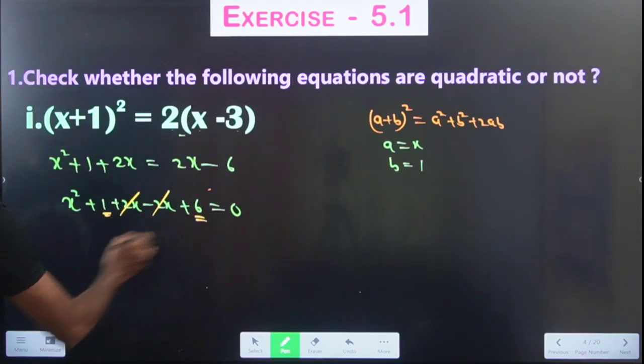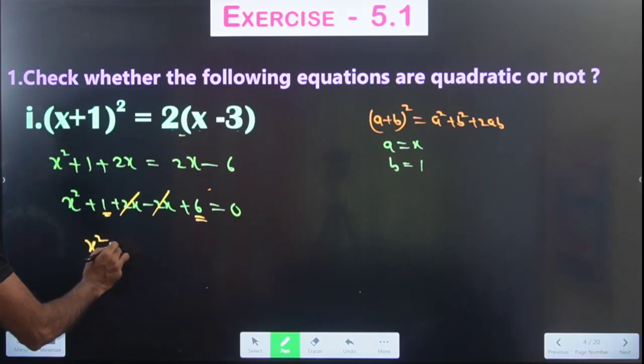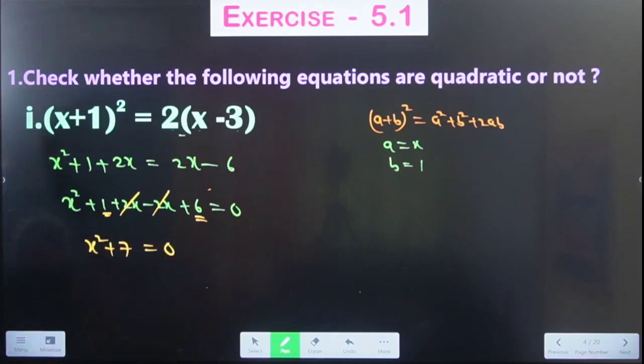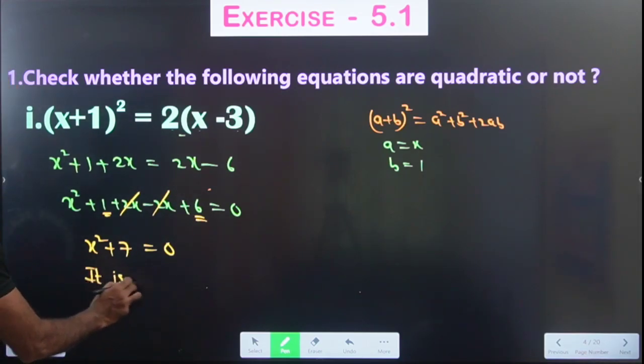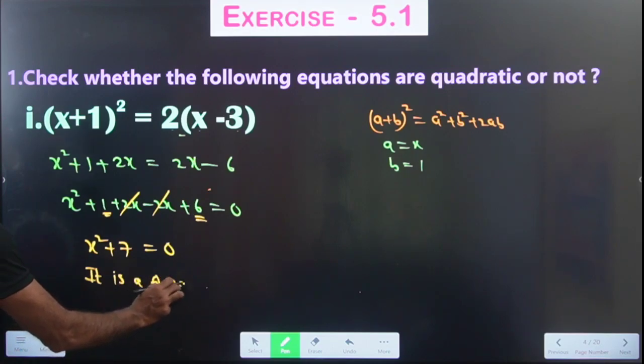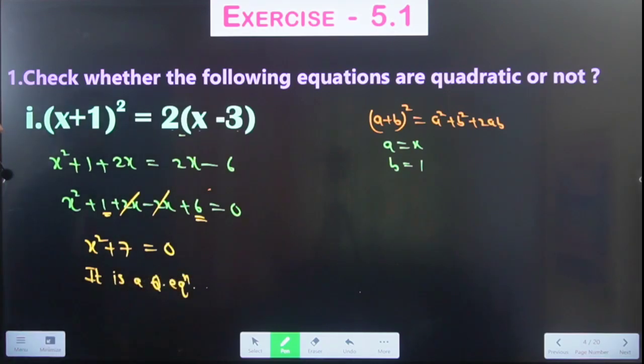Here we have the plus 1 plus 6, that is x square plus 7 equal to 0. Now it is in the form of a quadratic equation. So here the highest power of the variable is how much? 2. If the highest power of the variable is 2, so therefore we can call it a quadratic equation.